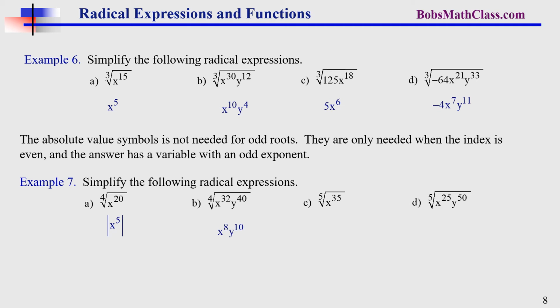Part C, 5 into 35 will be 7. No absolute value needed because the index is odd. And part D, 5 into 25 is 5. 5 into 50 is 10. Again, no absolute value needed.